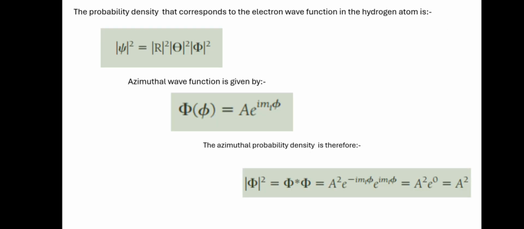The probability density psi squared that corresponds to the electron wave function psi equal to R(r) Theta(theta) Phi(phi) in the hydrogen atom is psi squared equal to R squared Theta squared Phi squared. As usual, the square of any function that is complex is replaced by the product of the function and its complex conjugate. We see that the azimuthal wave function is given by Phi(phi) equal to A e raised to i m_l phi. The azimuthal probability density Phi squared is therefore Phi star Phi equal to A squared e raised to minus i m_l phi times e raised to i m_l phi, equal to A squared e raised to 0, that is equal to A squared.